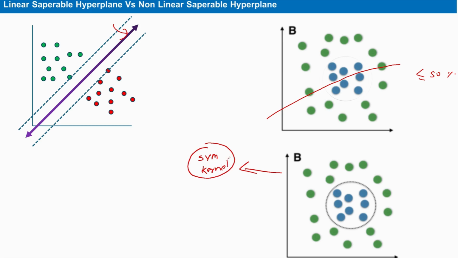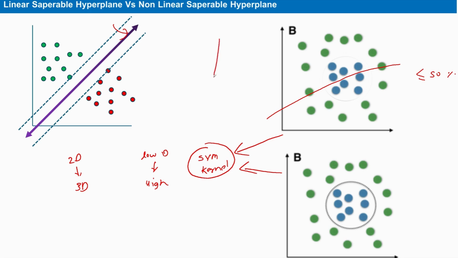So the SVM kernel takes the data points which are non-linearly separable and transforms them from the low dimensional space to the high dimensional space. In this case, the dimension of the data is 2D, and with the help of these SVM kernels, it will transform this data into the 3D space. After transforming this data into the 3D space, it will look like this.